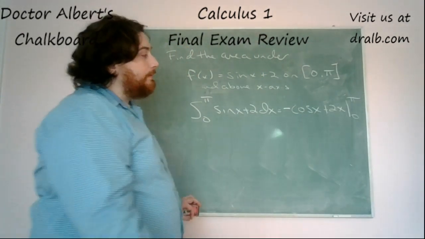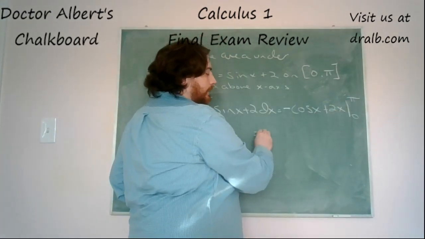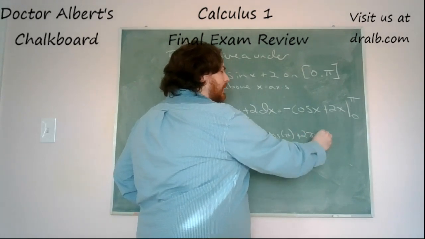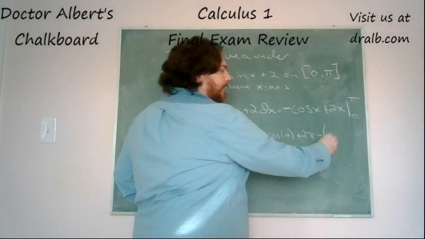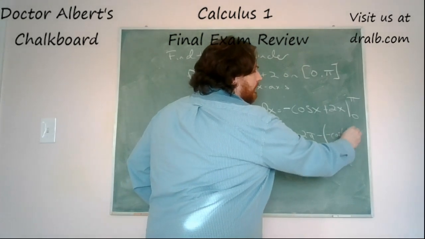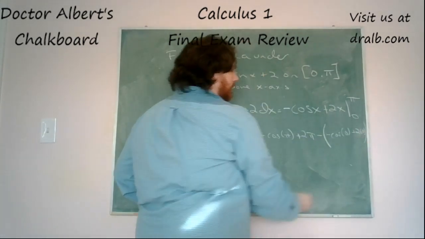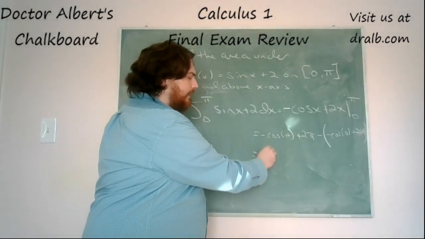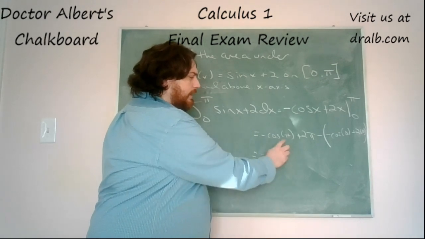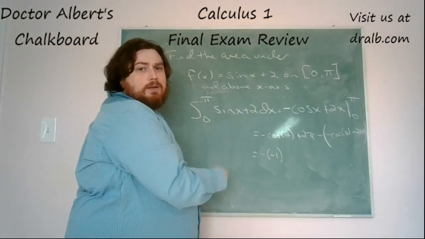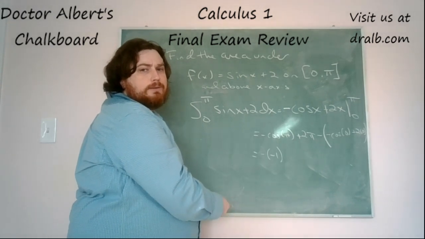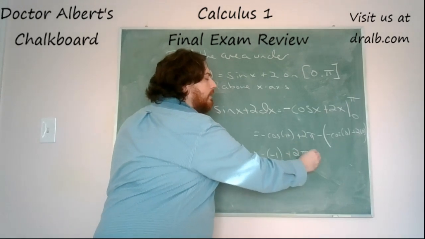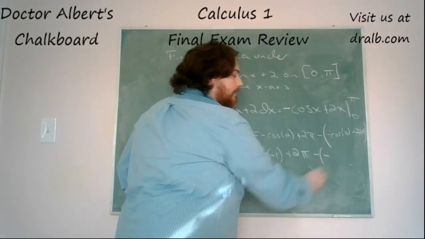So to find that, what that means is just plug in pi. So I get negative cosine of pi plus 2 times pi, minus, and then I'm going to plug 0 in. So I get negative cosine of 0 plus 2 times 0. And so if I follow this through, I get negative cosine of pi is negative 1. Cosine of pi is negative 1. If you guys don't remember that, you will have your calculators on you, so feel free to use those. But we would get negative negative 1 plus 2 pi, minus the 0 terms coming from the evaluation at 0.